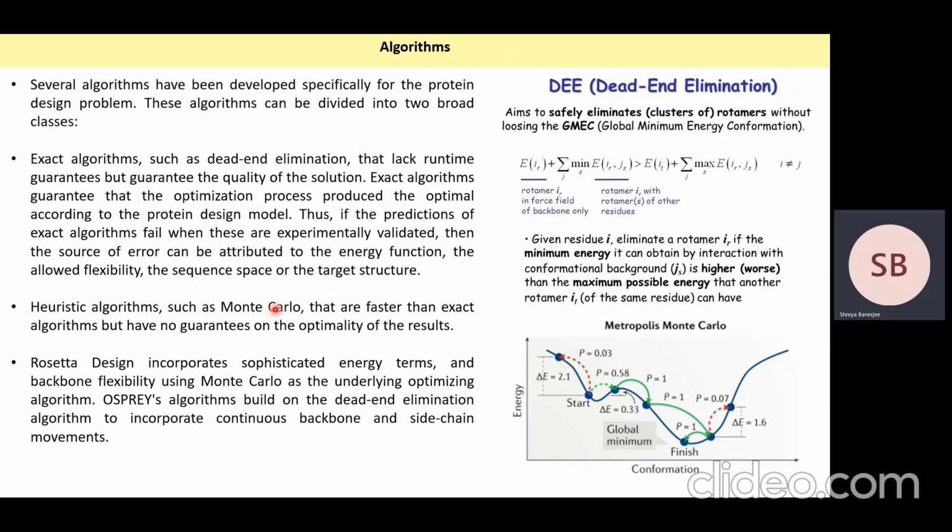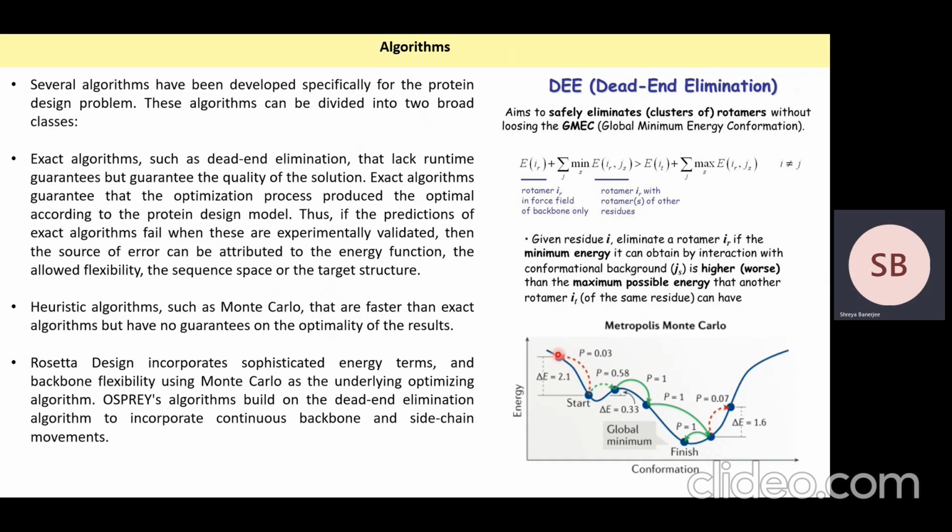The second kind of algorithm is called a heuristic algorithm, and an example of that is Monte Carlo. These can compute results very fast, but they have no guarantee on the optimality or accuracy of the results. This is an example of Monte Carlo, and what it does is that it randomly moves.